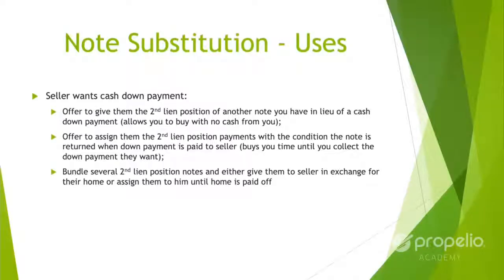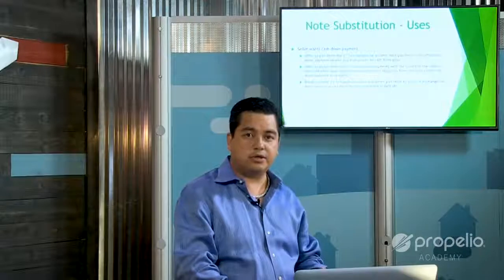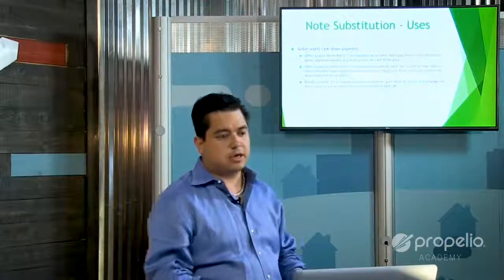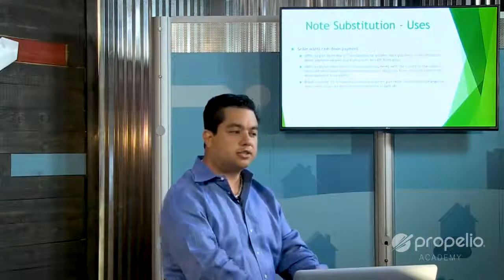What are some of the common uses that I personally do when it comes to note substitution? Well, we can offer to give them the second lien position of another note that you have in lieu of a cash down payment. This allows you to buy with no cash out of pocket from you. So this is kind of what I was mentioning a little while ago. You can talk to the seller and say, hey, listen, Mr. Seller, you're asking for $20,000 down. I want the deal. I love the deal. I want to do the deal. Unfortunately, tying up my capital in this deal doesn't make sense for me at this time.